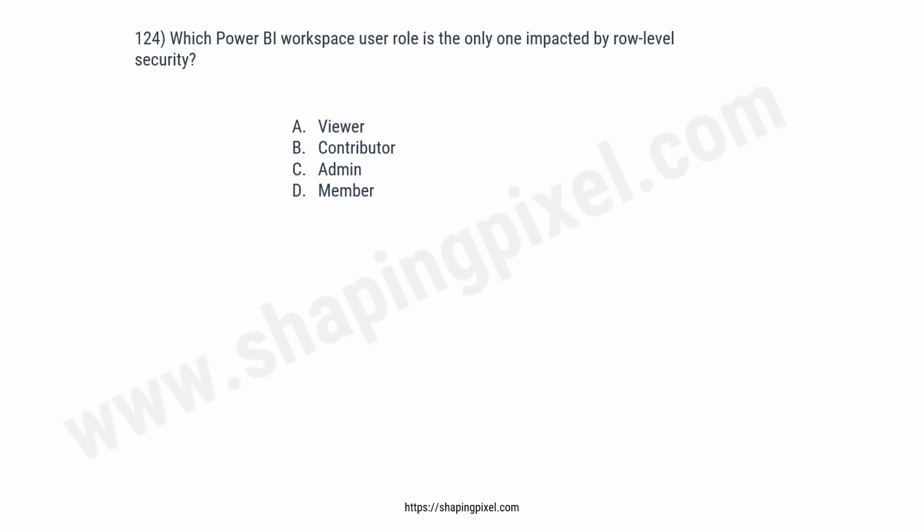Question number 124. Which Power BI workspace user role is the only one impacted by row level security? And we have four options. Option A, viewer. Option B, contributor. Option C, admin. And option D, member. So the right answer here is option A, viewer.